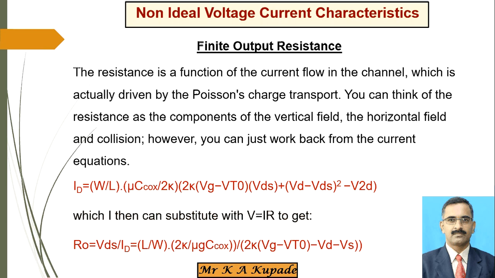By considering that, the equation becomes, see here, R naught, the finite output resistance, is equal to the above equation, L upon W, 2K, and so on as given. This is the effect of the output resistance. See, the output resistance is due to the current flowing in that channel. That is the function of that thing.